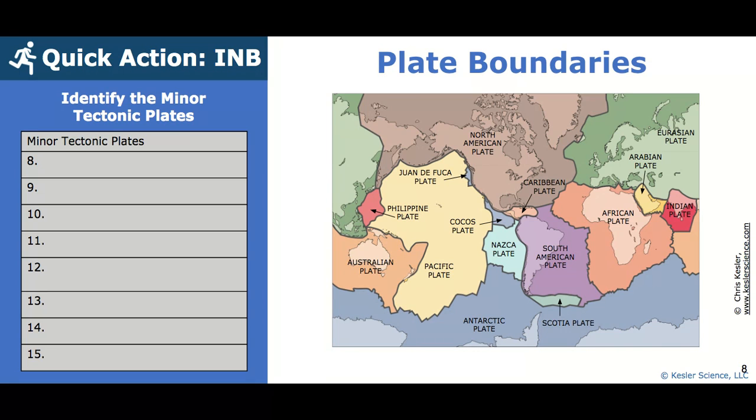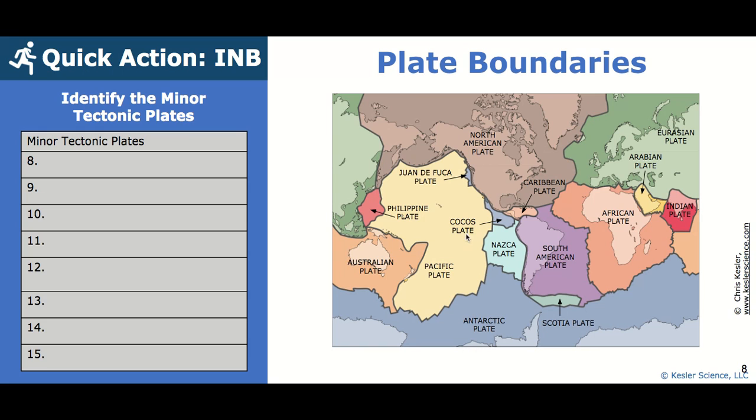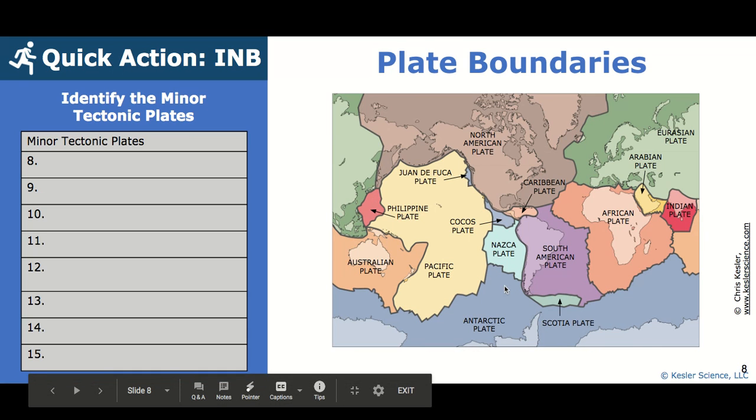The rest of the plates are considered to be minor because their size is way smaller than our major plates. So we have some of those, and I'm just going to go over those now. So our minor plates include the Philippine plate, the Cocos plate, the Nazca plate, the Scotia plate, the Arabian plate, the Indian plate, the Caribbean plate, and the Juan de Fuca plate. If you need to pause this just to look and make sure you get all the names down, make sure you're looking at all of the smaller plates that I just listed.